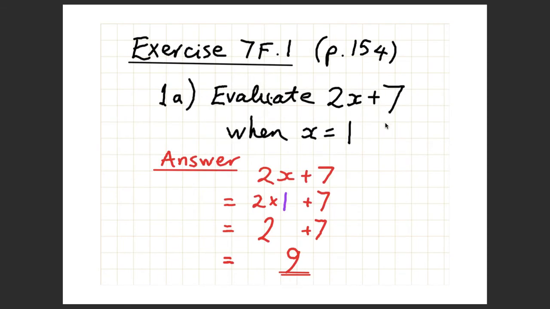So these are from the book. Evaluate 2x plus 7 when x equals 1. So I start off by writing 2x plus 7 equals 2 times 1 plus 7. I've just replaced the x with a 1. And 2 times 1 is 2, so I've done the multiplication first. So that's the same as 2 plus 7, which is 9. And again, note how I've kept everything in line, so it's much easier to follow what's going on. And that's the notes for that little chapter.